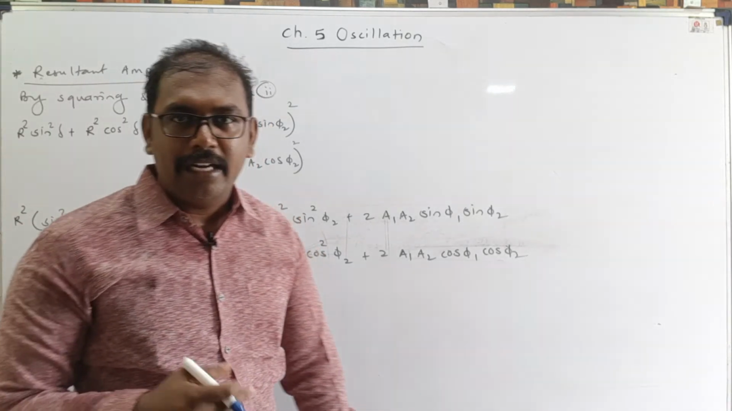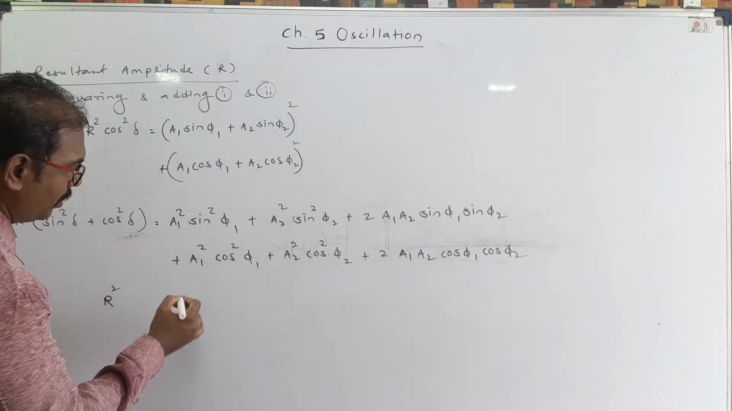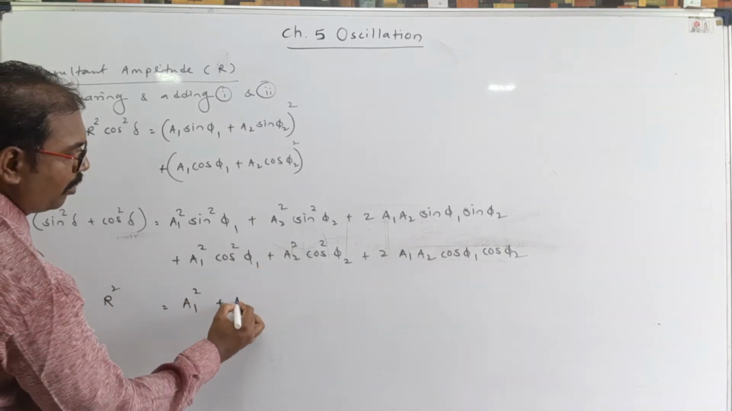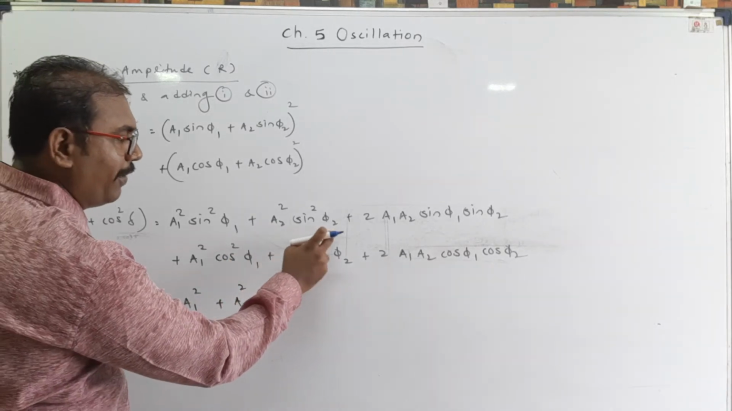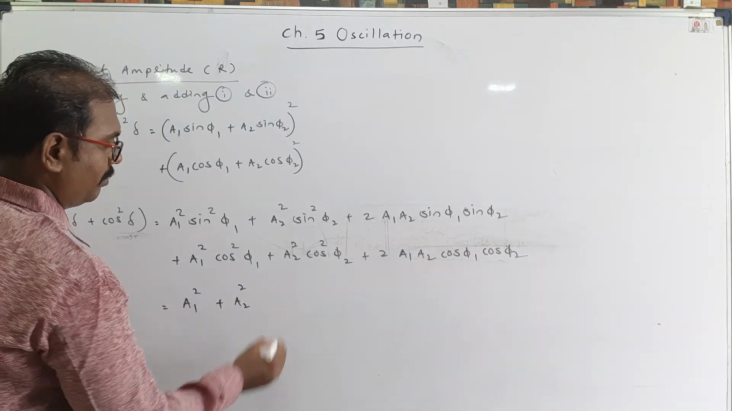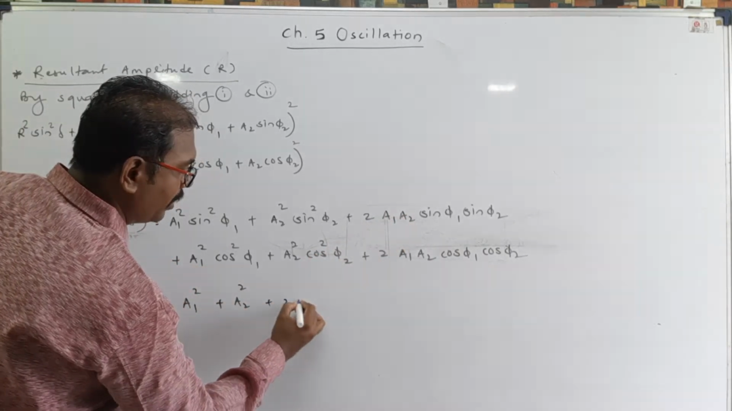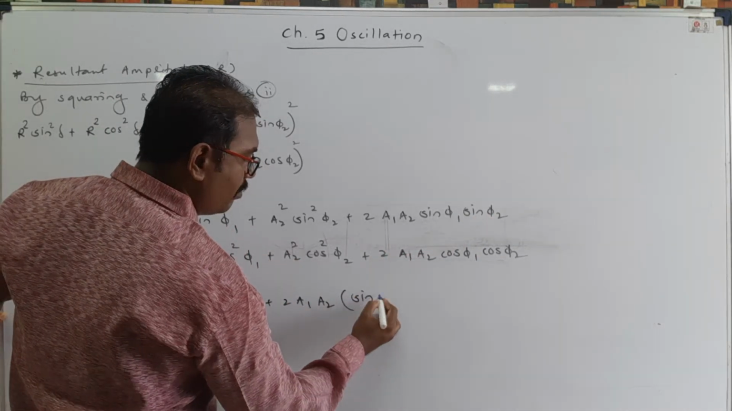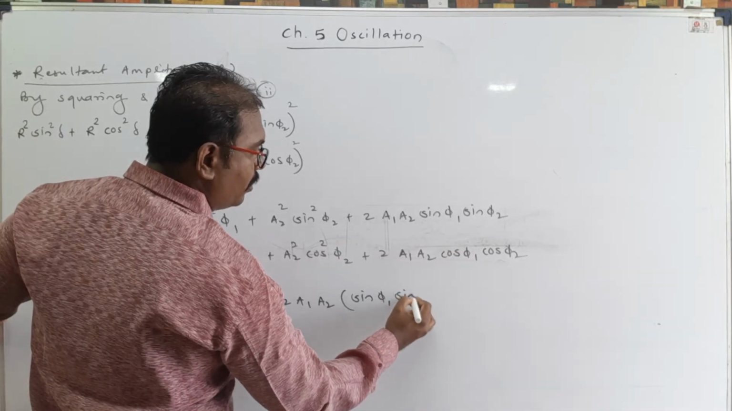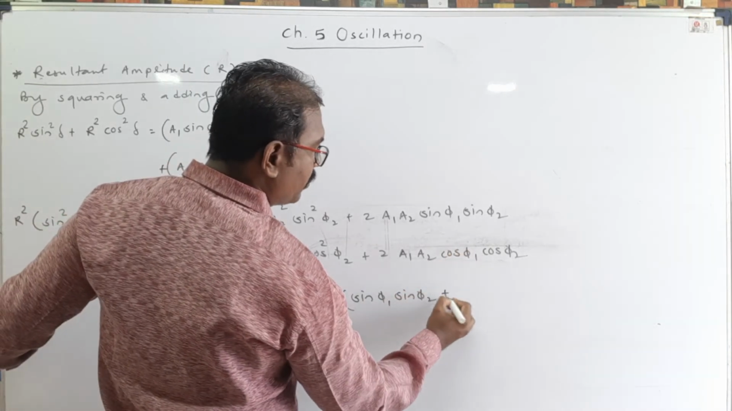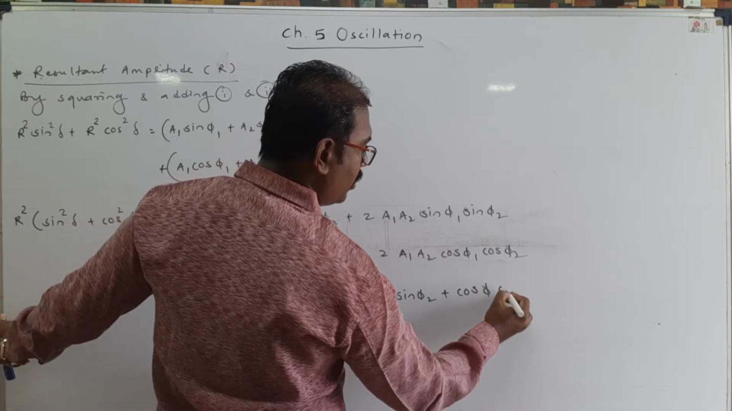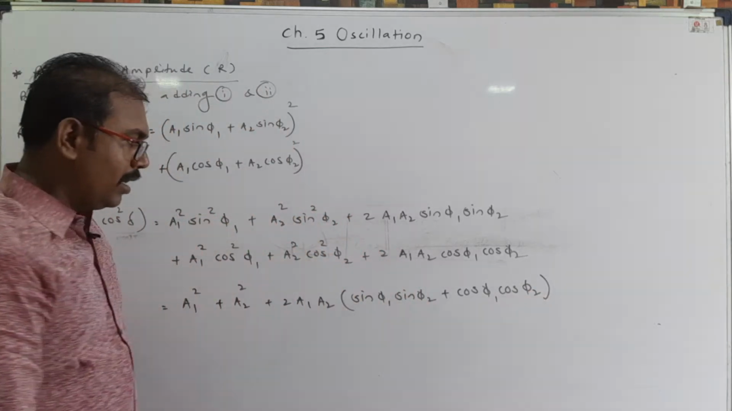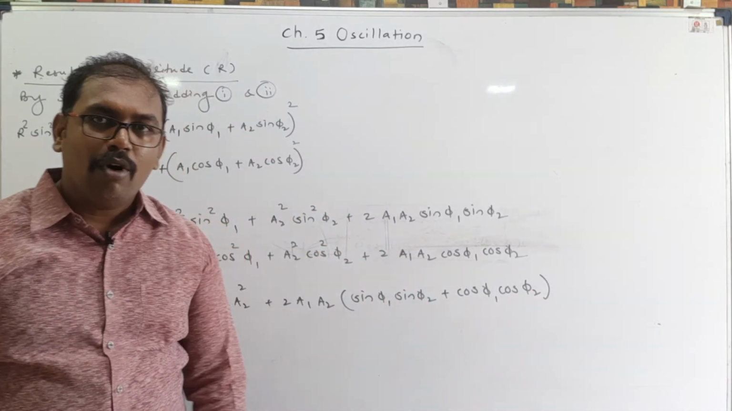Sine square phi 1 and cos square phi 1 addition is 1. So I can write a1 square, and in a similar manner here also a2 square we can take common. Then in a bracket sine square phi 2 plus cos square phi 2, which is also 1. Plus here 2a1 a2 is common. Then in a bracket sine phi 1 sine phi 2 plus cos phi 1 cos phi 2.